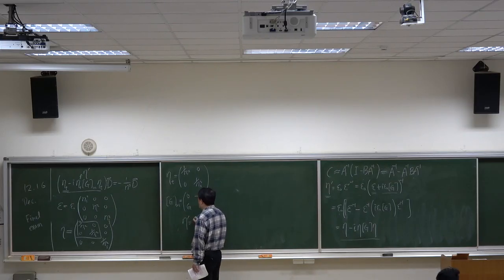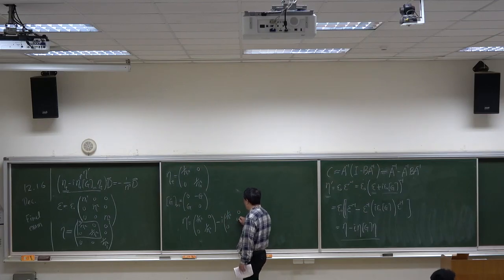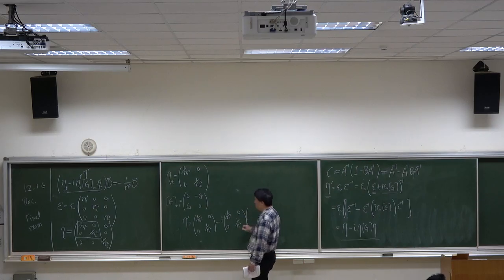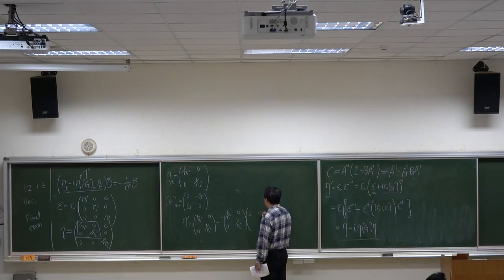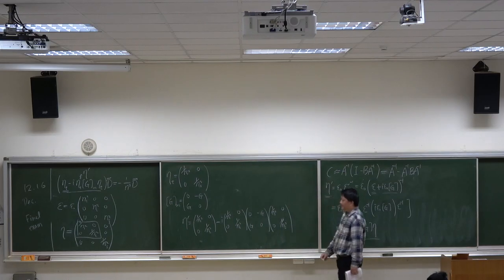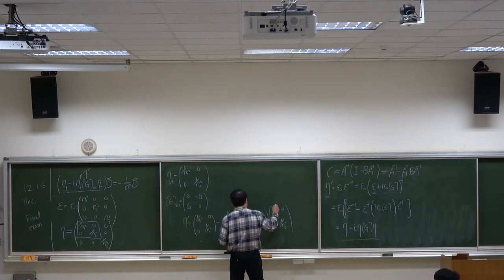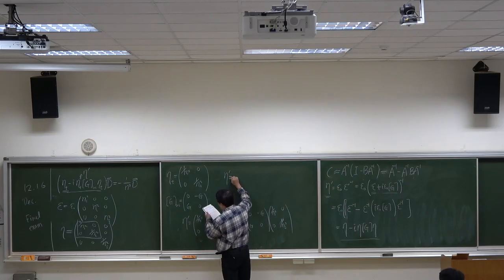Eta prime is now equal to 1 over n1 squared, 0, 0, 1 over n2 squared, minus i times 1 over n1 squared, 0, 0, 1 over n2 squared, times 0, minus g, g, 0, times 1 over n1 squared, 0, 0, 1 over n2 squared. Okay. And the result is this one.